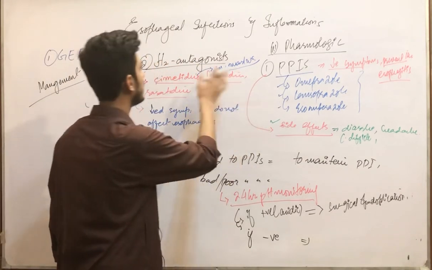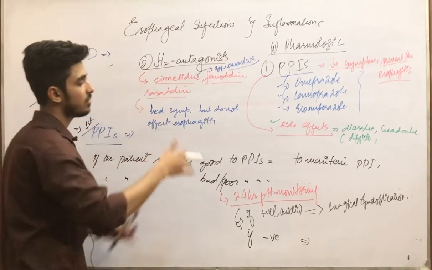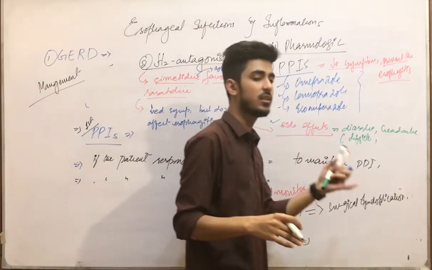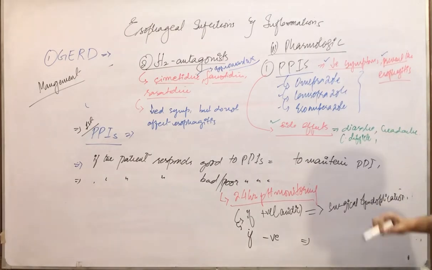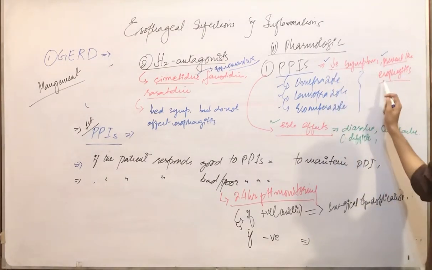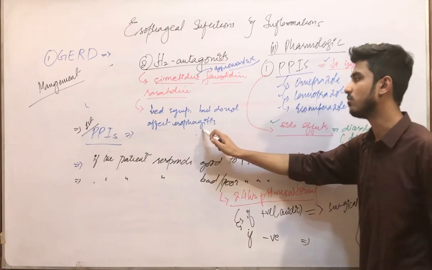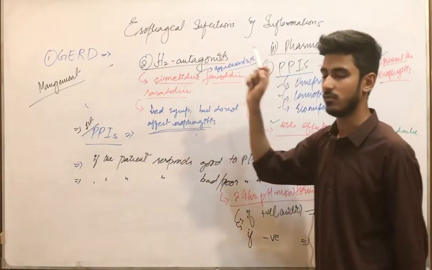So this is the pharmacological treatment of the GERD, PPIs and the H2 antagonists. What are those? What are their side effects? What is the mechanism of action, and which part they affect. Means with PPIs the symptoms are decreased and the esophagitis is also decreased. In this, there is no effect on the esophagitis with the H2 antagonist.